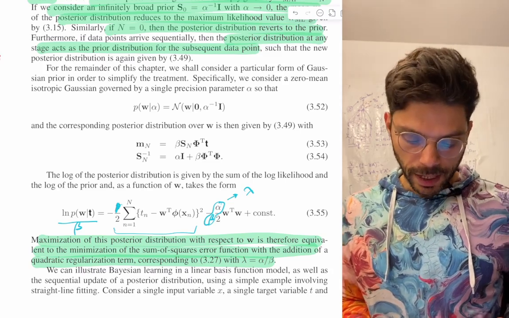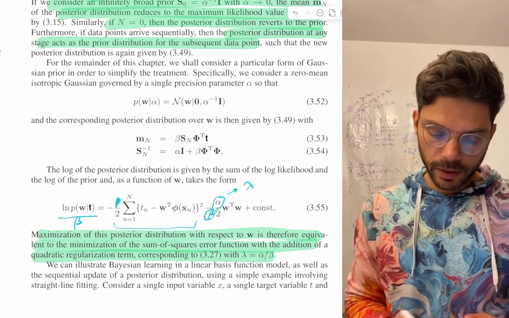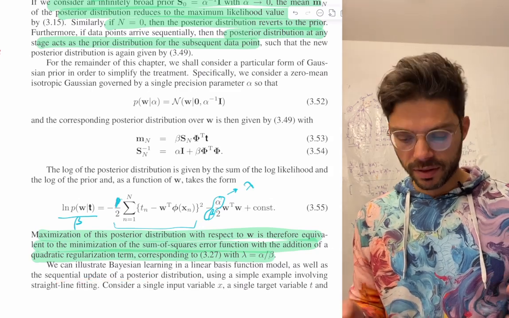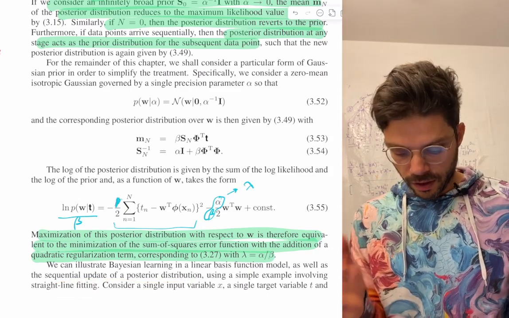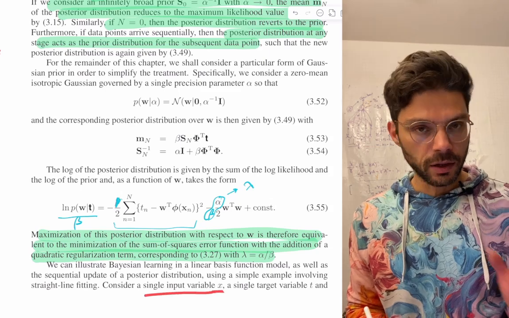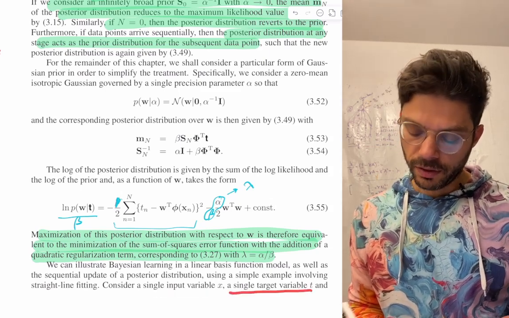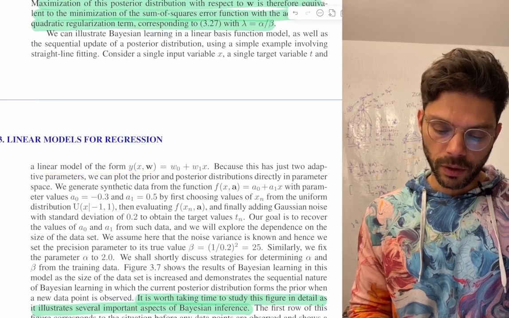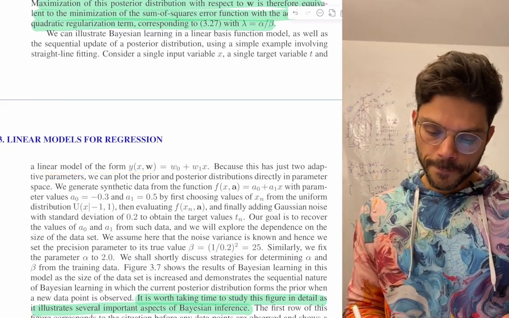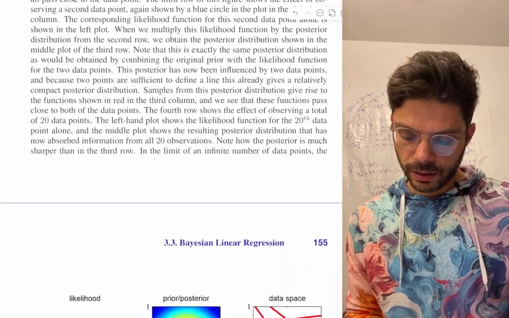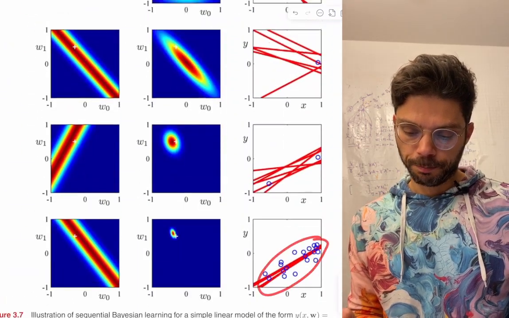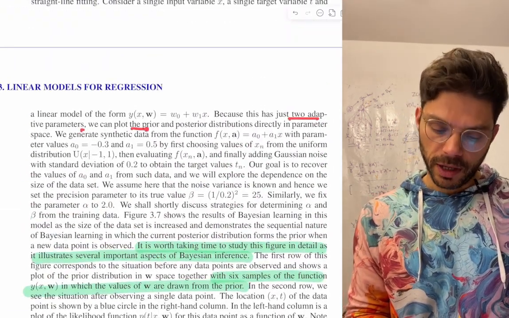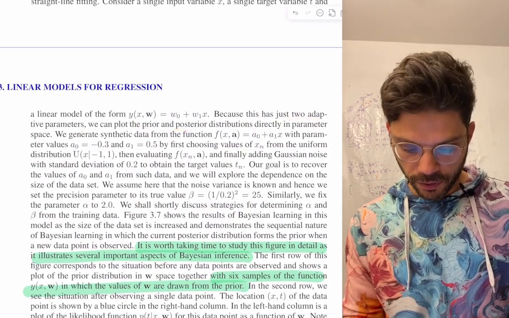Okay, so now let's go and work on the example. We can illustrate Bayesian learning in a linear basis function model, as well as the sequential update of a posterior distribution, using a simple example involving straight line fitting. So this is going to be a really cool example. We have a single input variable, so one-dimensional, a single target variable, and a linear model of the form y(x) = w0 + w1 x. As we will see, our data look like this. Because this has just two adaptive parameters, we can plot the prior and posterior distributions directly in parameter space.